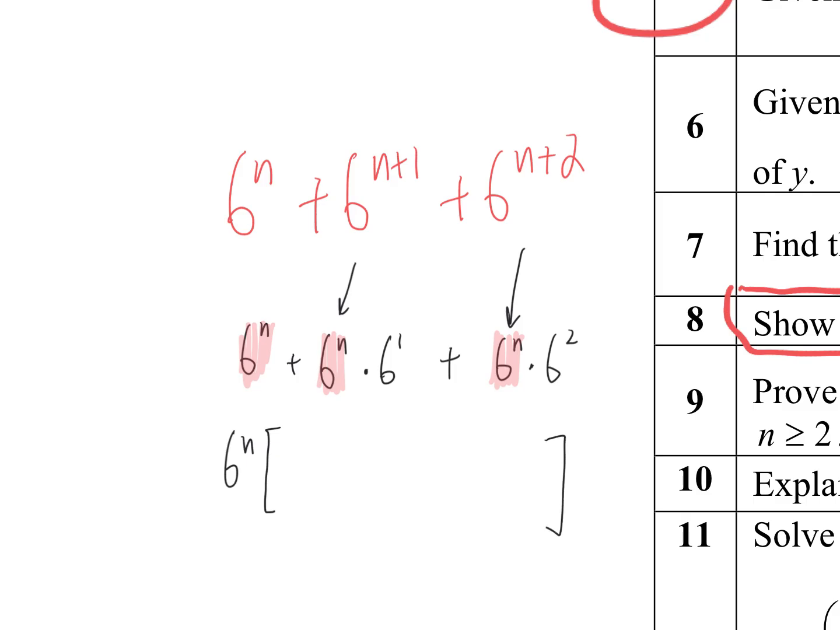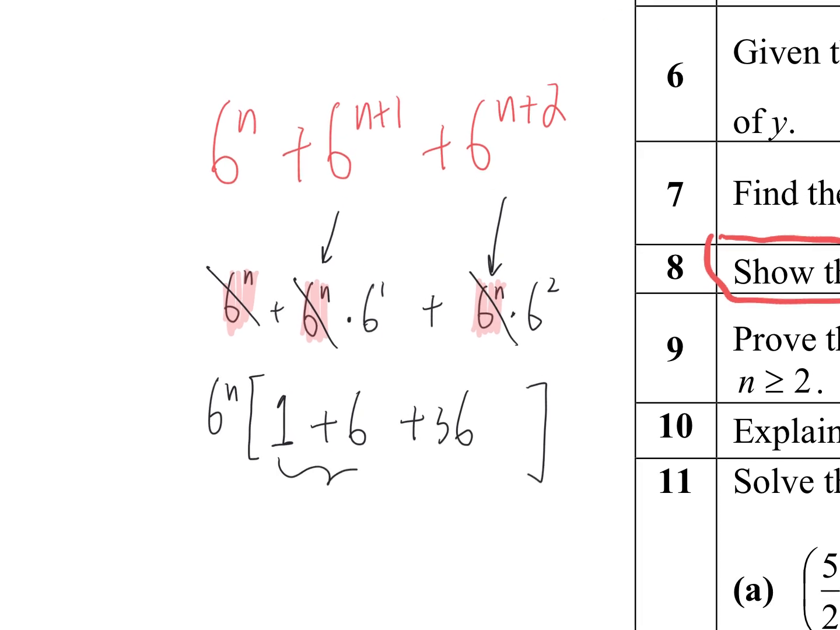If I take this out, left 1. I take this out, left 6. Take this out, left 36. So can you see that this one is 43? So if I can show that this is 43 times 6 to the power of n, this number is always divisible by 43 because it has a factor 43, or it is a multiple of 43. Yes.